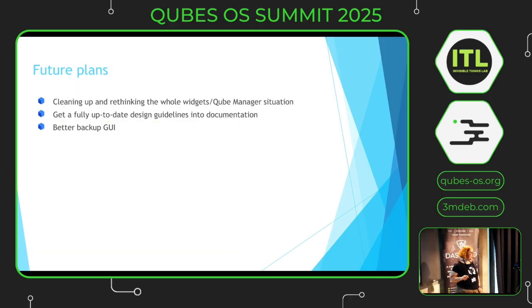What are the future plans? As you have seen yesterday, a big part of the plan is rethinking and cleaning up the whole widgets, qube manager situation, and getting up-to-date design guidelines into documentation, so that it's easier to reference things without being like, oh, maybe there's a talk about it at Qubes Summit, maybe I'll watch the recordings. This is not great UX, I would say.